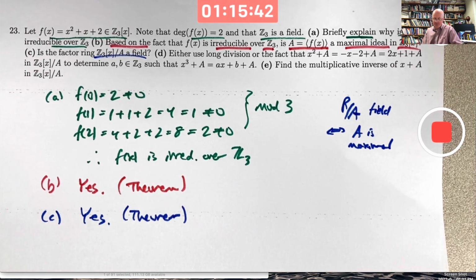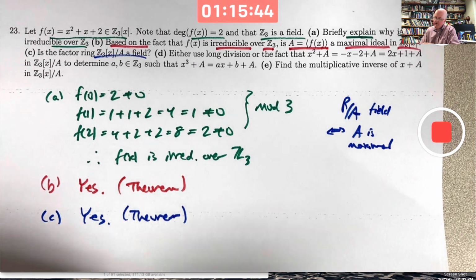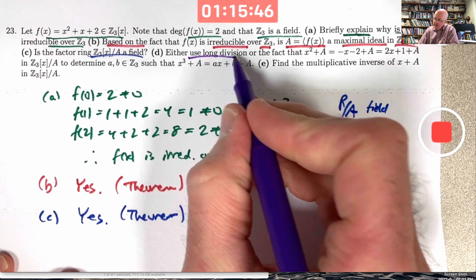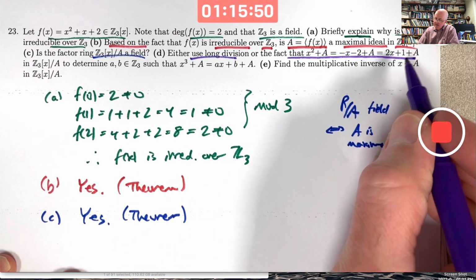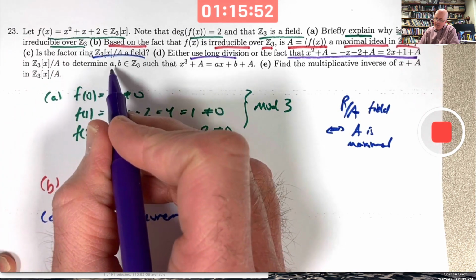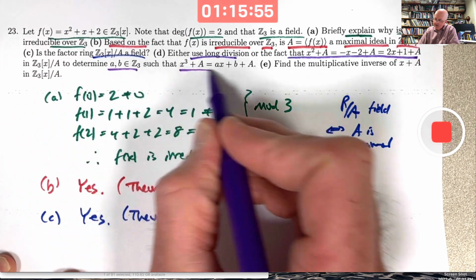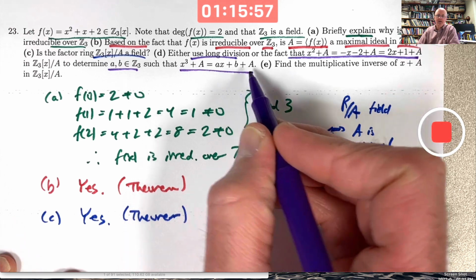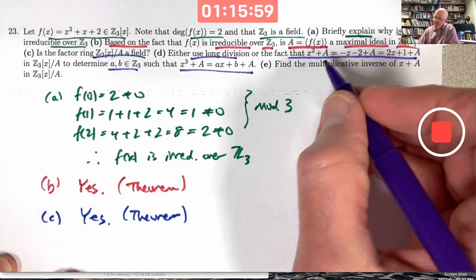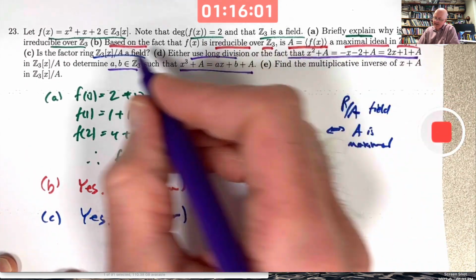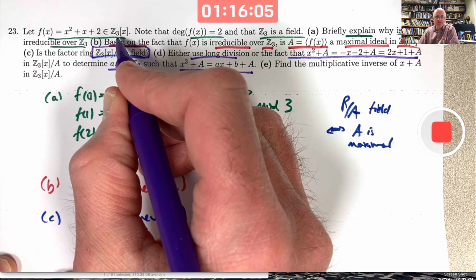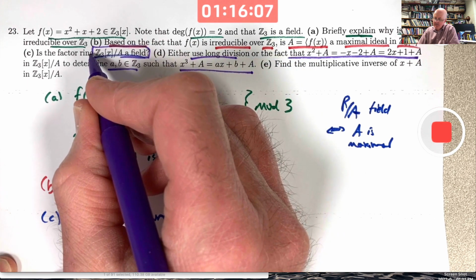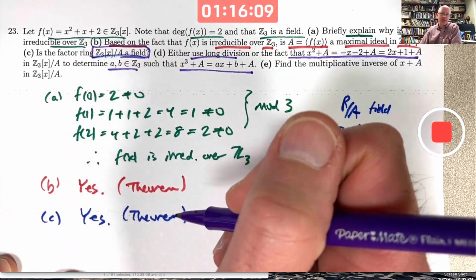Part D. Use the long division or this fact to determine a and b in Z3 so that this is true. What's going on here? What's going to happen is in this field, even though f of x did not have a root in Z3, in this field, f of x is going to have a root, it turns out.